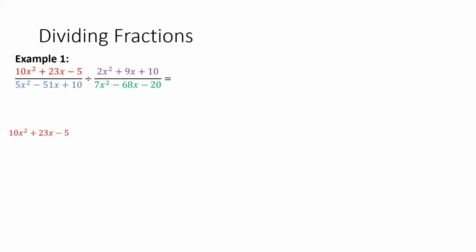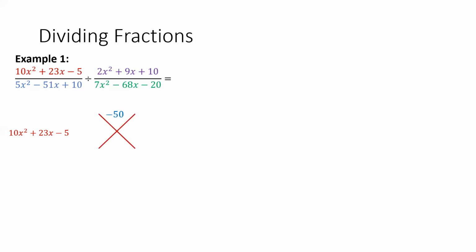So the first thing I'm going to factor is 10x squared plus 23x minus 5. Now we've done factor by grouping about 20 times at this point, so I'm going to go through each of these fairly quickly. Just go ahead and pause if you need to take time to write things down.